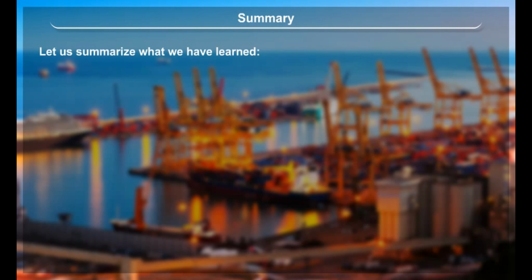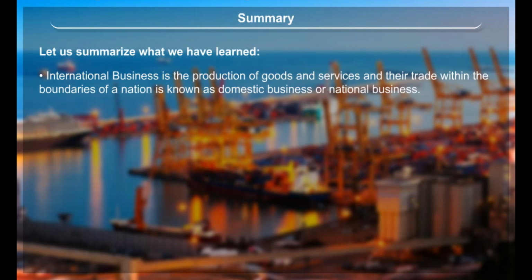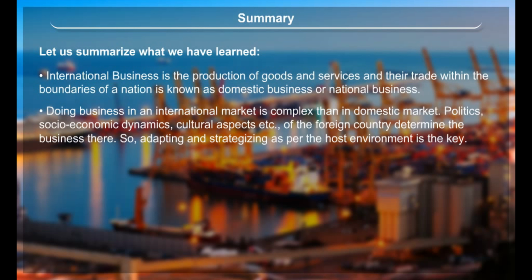Summary. Let us summarize what we have learnt. International business is the production of goods and services, and their trade. Trade within the boundaries of a nation is known as domestic business or national business. Doing business in an international market is more complex than in the domestic market. Politics, socio-economic dynamics, cultural aspects, etc. of the foreign country determine the business there. So, adapting and strategizing as per the host environment is the key.